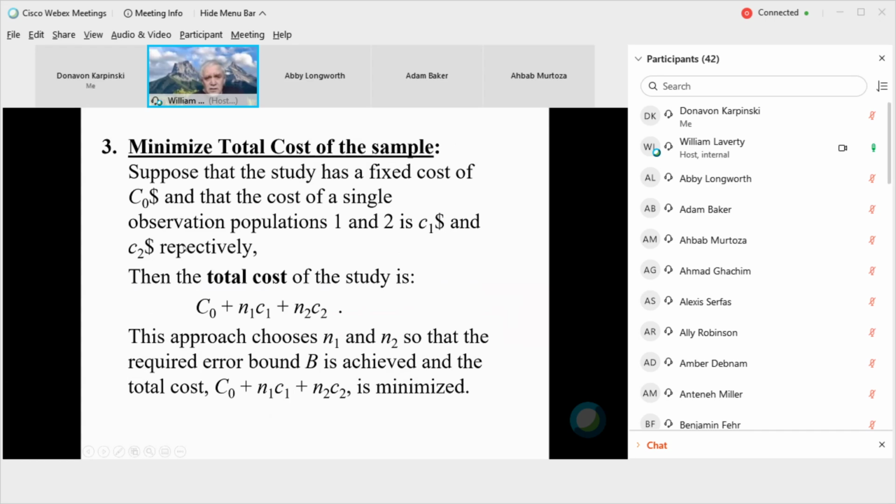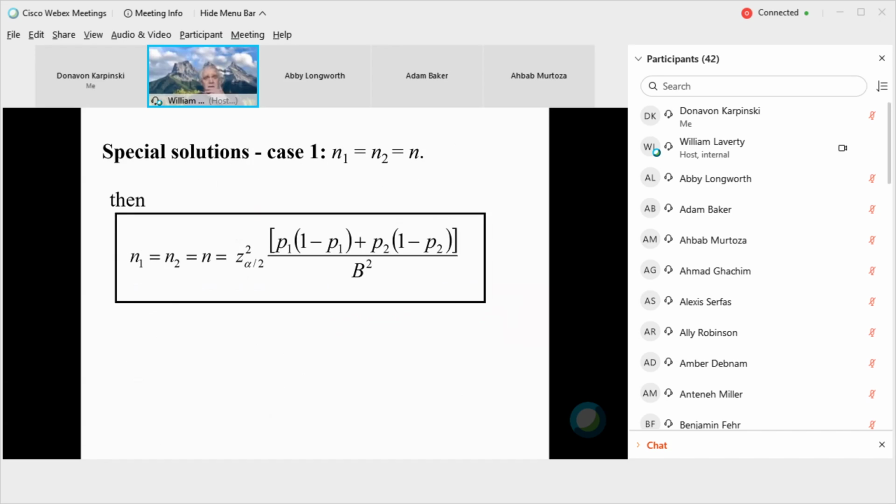The total cost of the study would be C naught, the fixed cost of just setting up the experiment, plus the cost of choosing N1 subjects from population 1, plus the cost of choosing N2 subjects from population 2. So this tries to choose N1 and N2 so that the required error bound is achieved and the total cost is minimized. I'll give you the answers to these in the different cases.